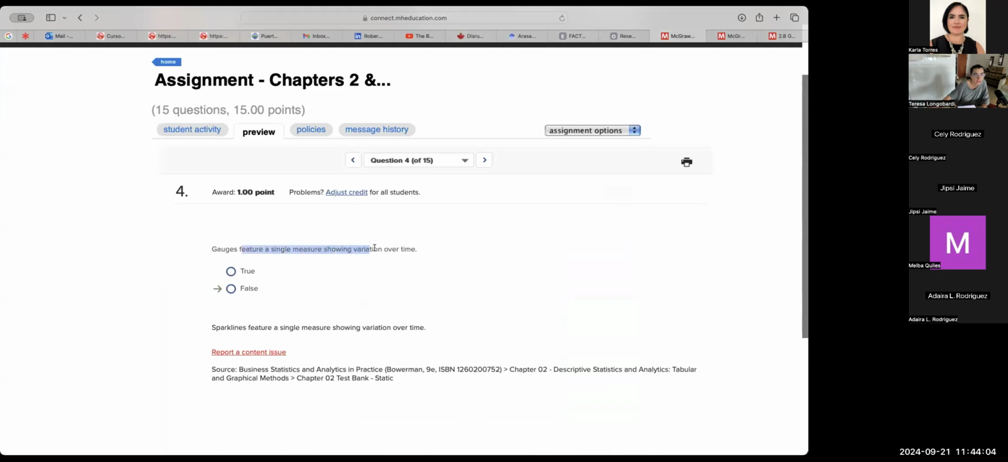Gauges feature a single measure showing variation over time. False. I think it's supposed to not be clear. Gauges don't show variation over time. That's why it's false. Okay, so that's my answer to that question. Gauges are just that, like a speedometer. It's not about time. I think that's why it's false. All right, so what else?